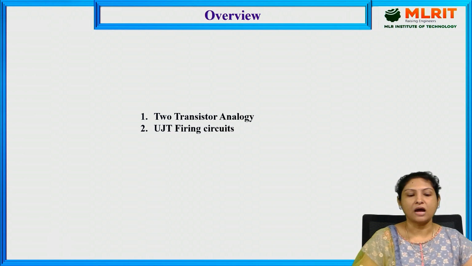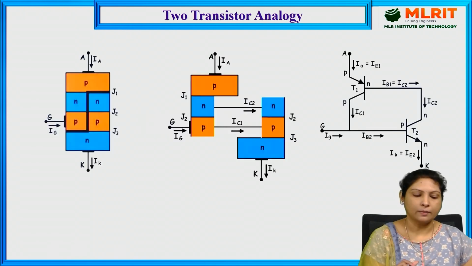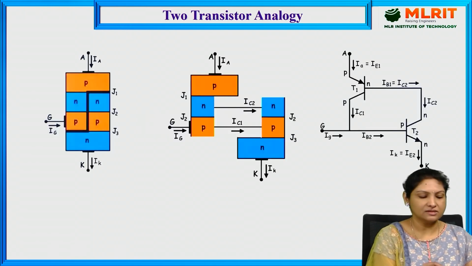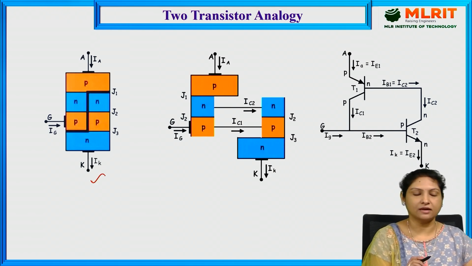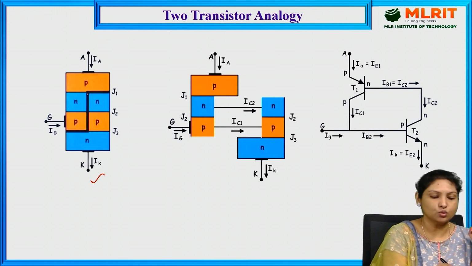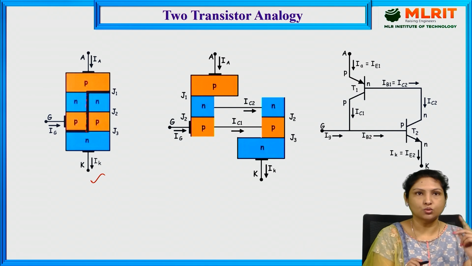Today's lecture, I'll be teaching two transistor analogy and UJT firing circuits. And this is two transistor analogy. If you see, this is the structure of the SCR. And if we bisect this SCR into two halves, in that case, we can analyze the two transistor model.